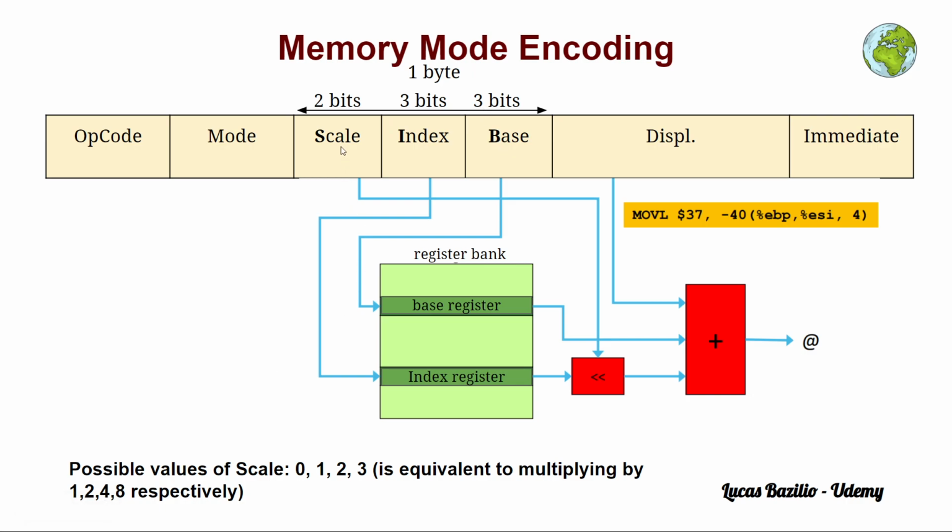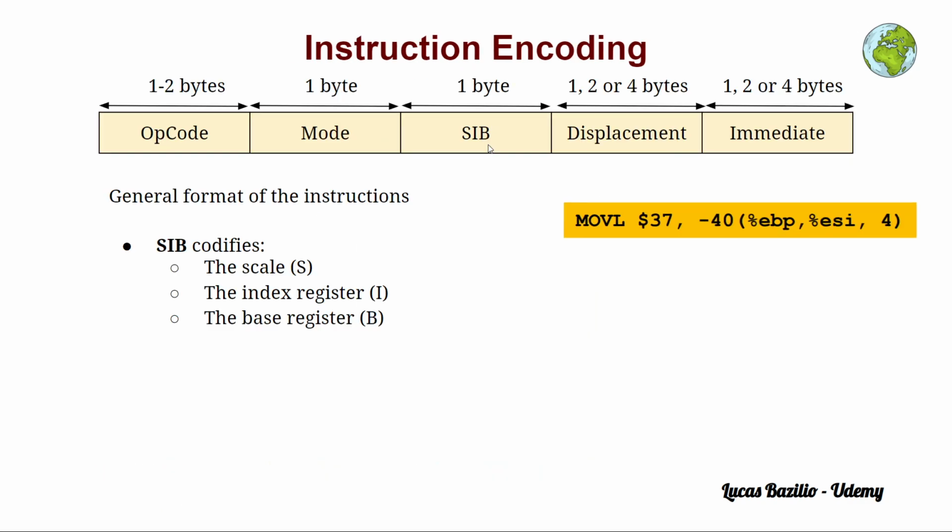Now the possible values for the scale, since we only have 2 bits, are 0, 1, 2, 3, and this is equivalent to multiplying by 1, 2, 4, or 8. Since we have 2 raised to 0, 2 raised to 1, 2 raised to 2, and finally 2 raised to 3. Keep in mind, since this is represented in binary, for the case 0 we have 0, 0, for the case 1 we have 0, 1, for the case 2 we have 1, 0, and for the case 3 we have 1, 1.